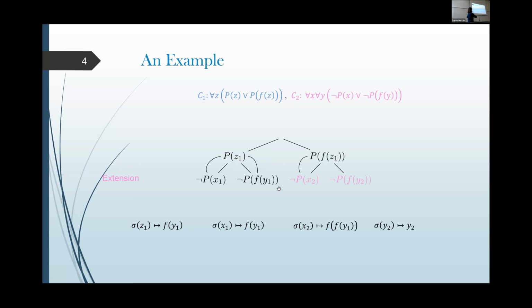Then we apply another extension step by taking another clause instance from here. That's why here it's just x2 rather than x1. And we apply again some substitution and another reduction rule. As you can see, all branches are closed, no open branch. Quite easy. Yeah, this is it.